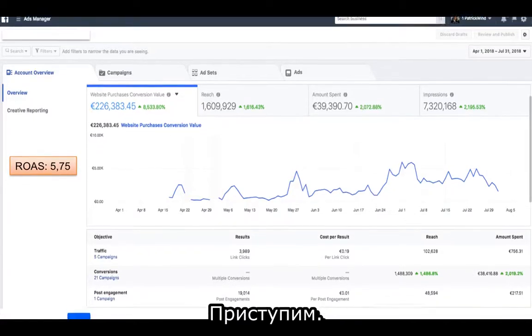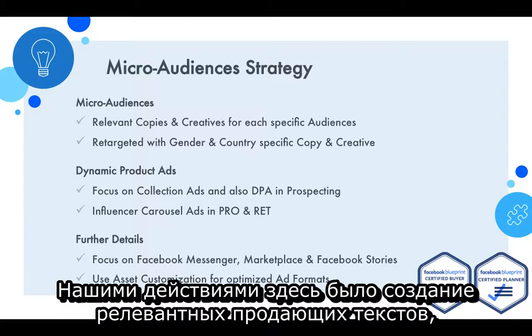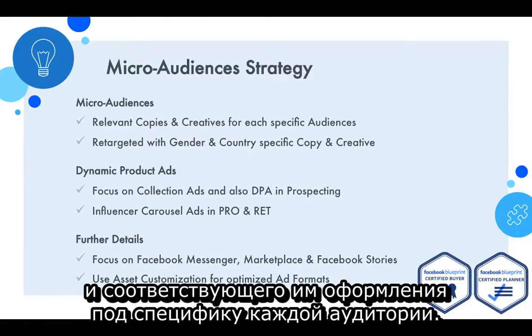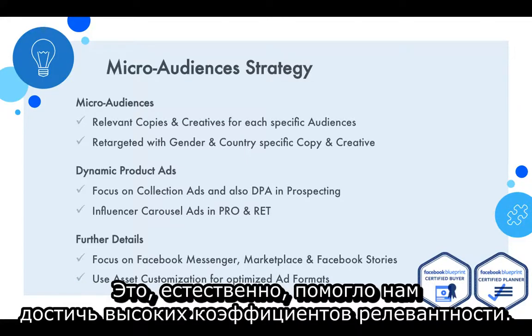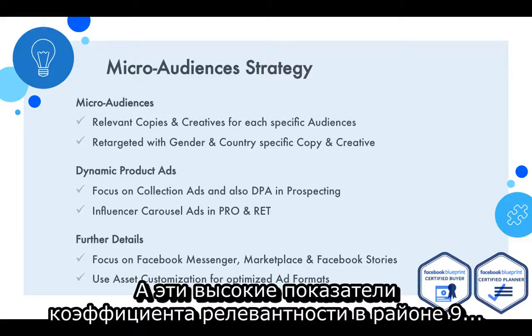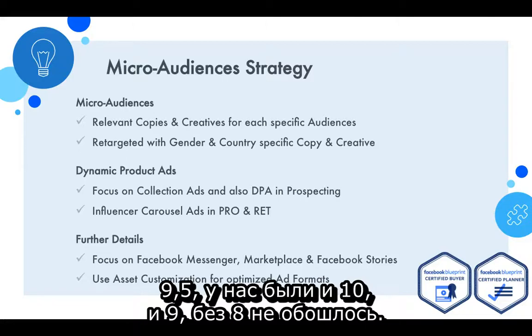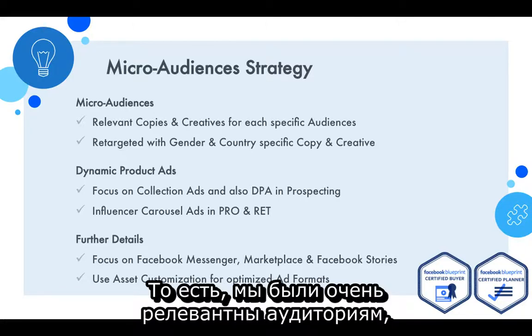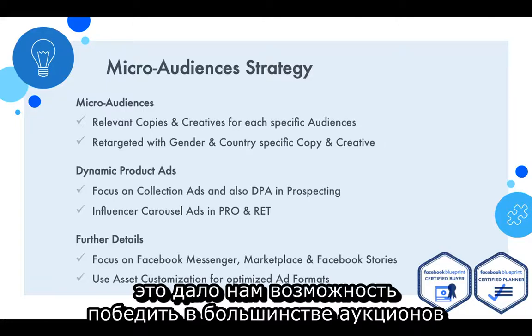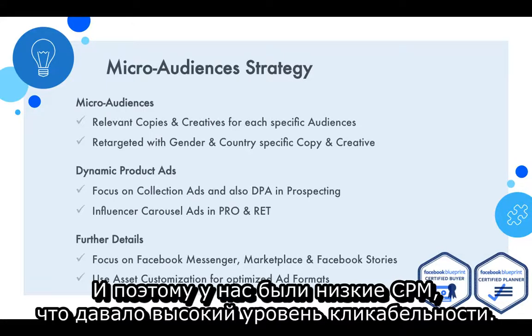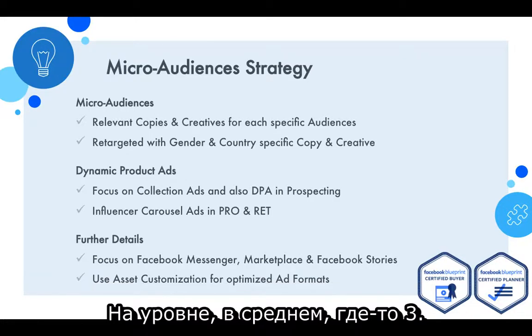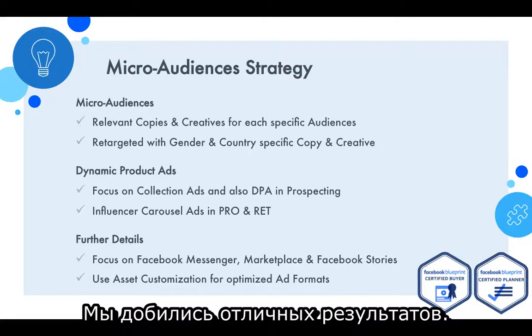So let's get started. What we have done is that we have basically created relevant copies and relevant creatives for each specific audience. This has of course helped us to get very high relevance scores, of an average of 9.5 or something, so we had many 10s and also many 9s and some 8s, so we were always very relevant for our audience. This helped us to win as many ad auctions as possible, and therefore we had very low CPMs, and given also the high click-through rates of something between 2 and 3 on average, we got very good results.